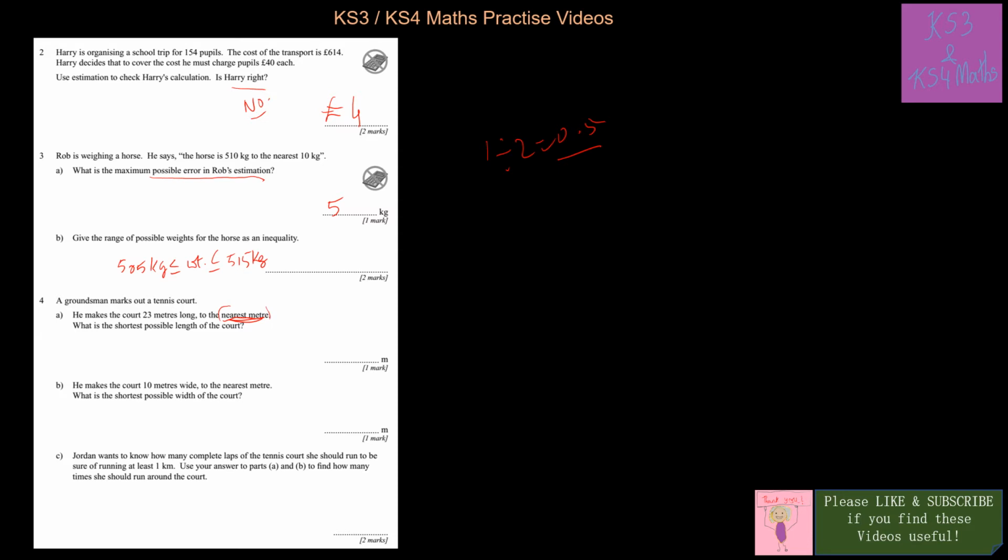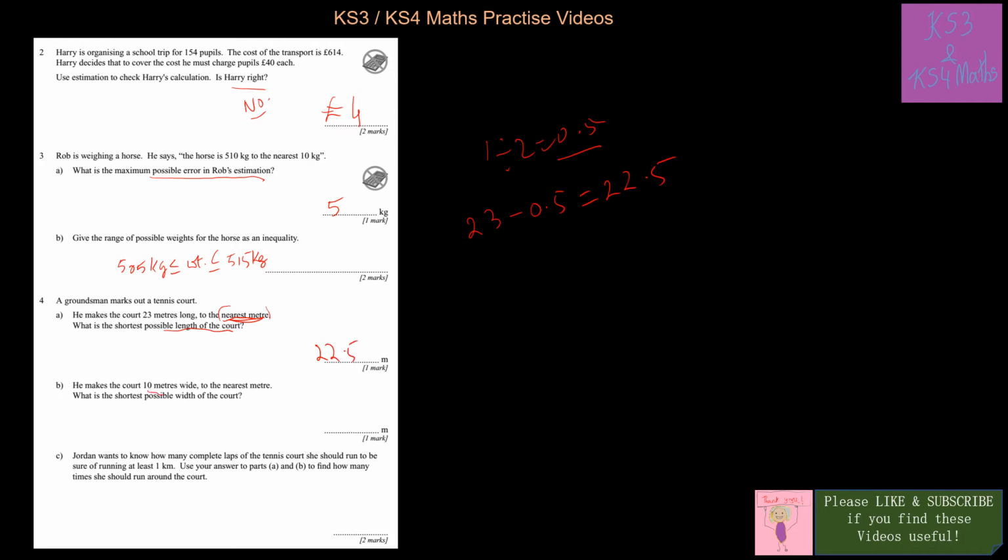Now he makes the court 23 meters long. So that means 23 meters. What is the possible length of the court? So to the nearest meter, that's 23 minus 0.5 is 22.5. So my answer is 22.5 meters.